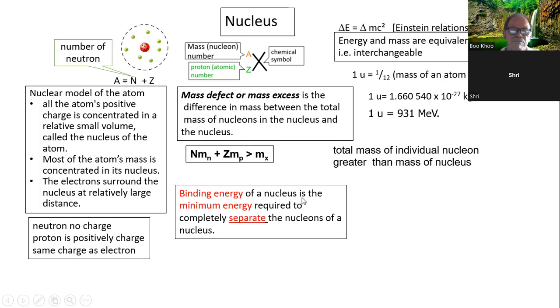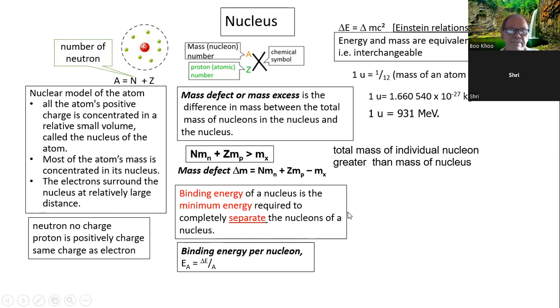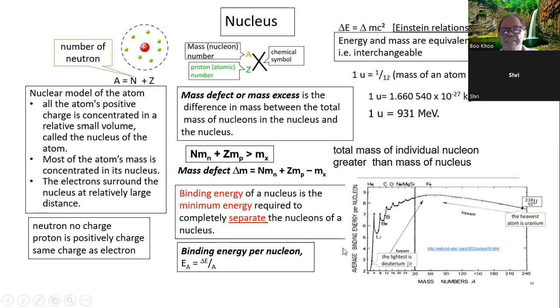Binding energy of a nucleus is the energy required to completely separate the nucleons of a nucleus. The idea is you separate them so that they are far away from each other, with no attractive force anymore. To calculate the mass defect, we take the total mass of nucleons minus the mass of the nucleus. Then binding energy per nucleon is just the binding energy divided by the total number of nucleons.